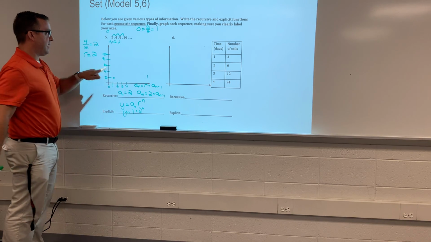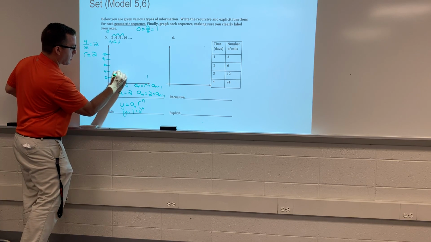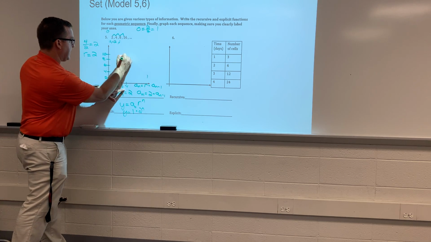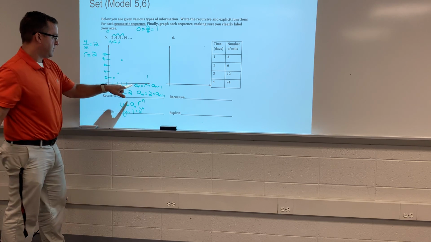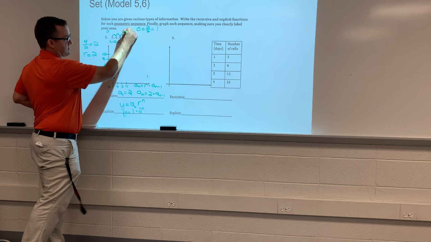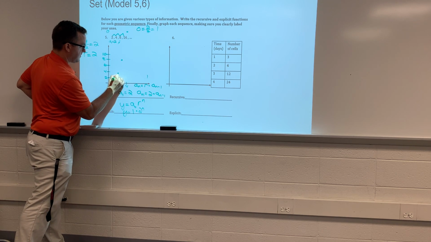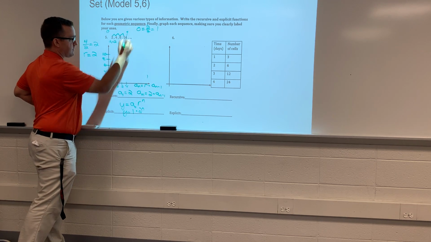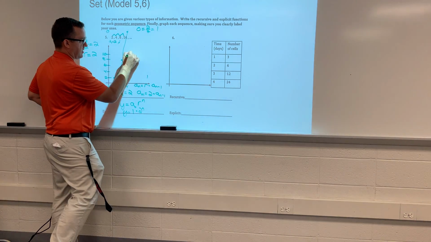I'm going to place a dot. Term 2 is 4. Term 3 is 8. And then term 4 is 16, which is going to be off the graph. So if you notice, for geometric, you see a curve.